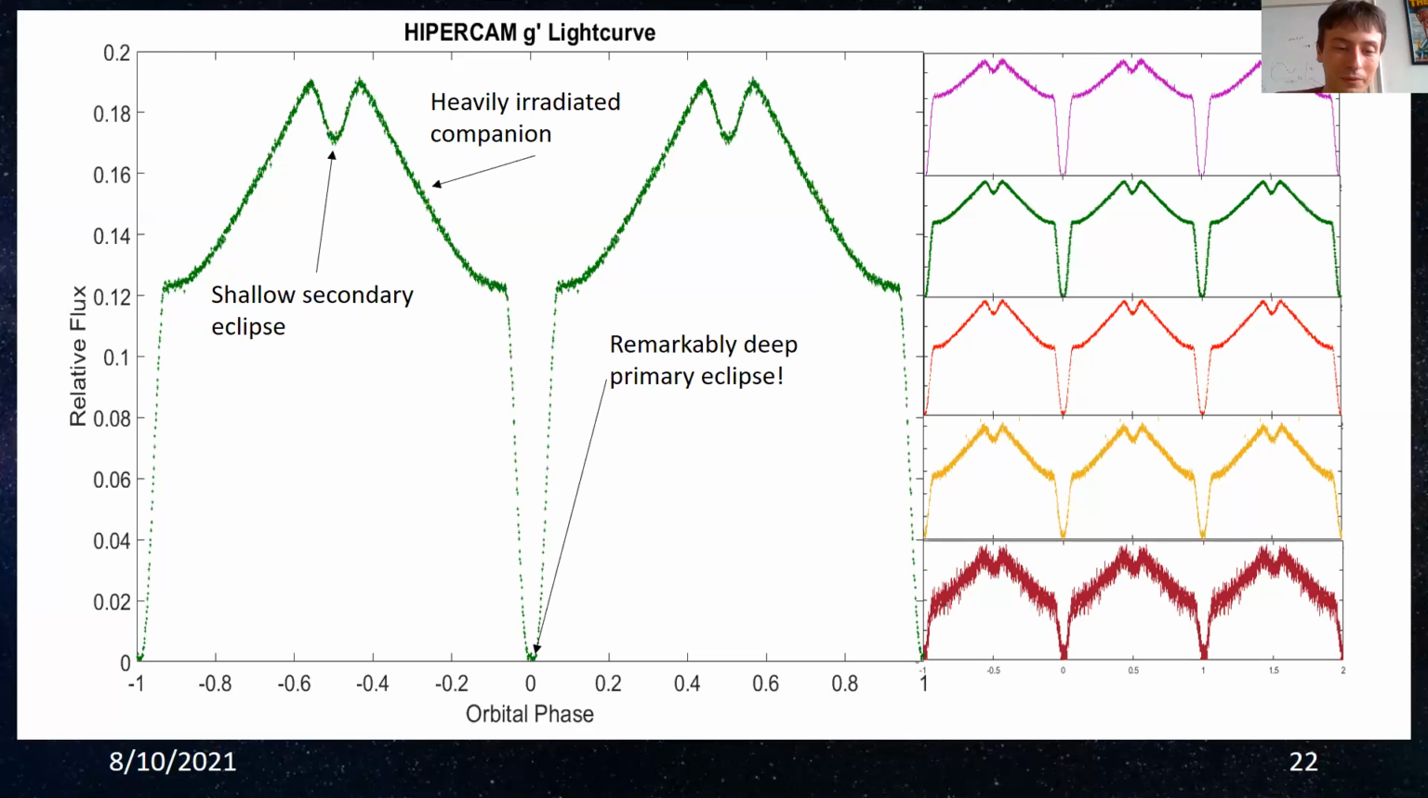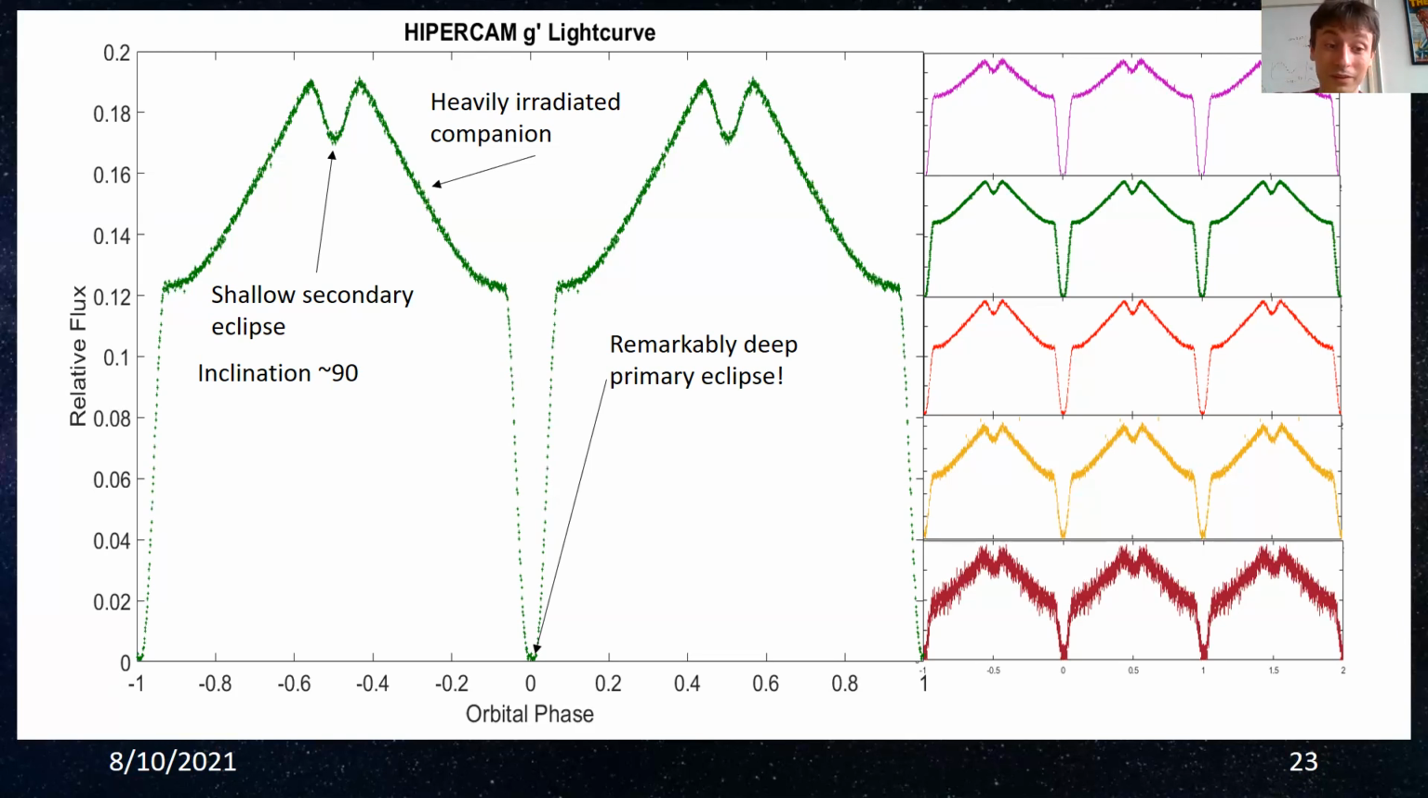The first thing that most people's eyes are drawn to is there's a really deep eclipse, a total eclipse. And that already tells you several things. One is the inclination's got to be pretty close to 90 degrees, right? Because if it were face on, it would not be eclipsing. And you can imagine by constructing a model, you can measure it much more precisely. You can actually measure it to about 1/10 of a degree.